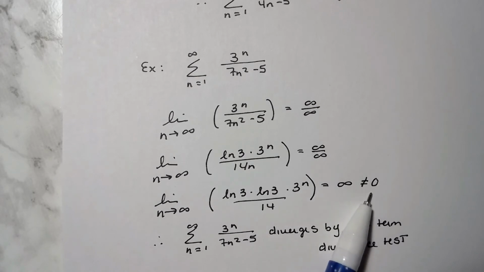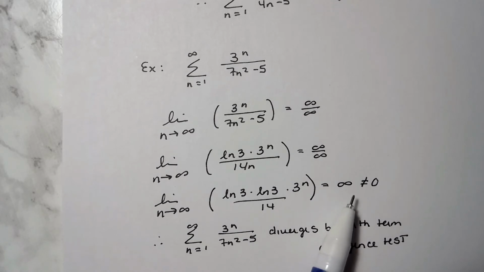Well, infinity is not 0. It's a number. I don't know what it is. It's way far away. But it's not 0, so I know that this is going to diverge by the nth term divergence test.